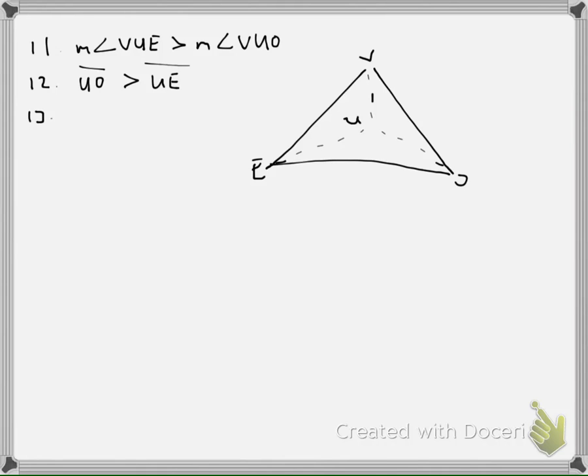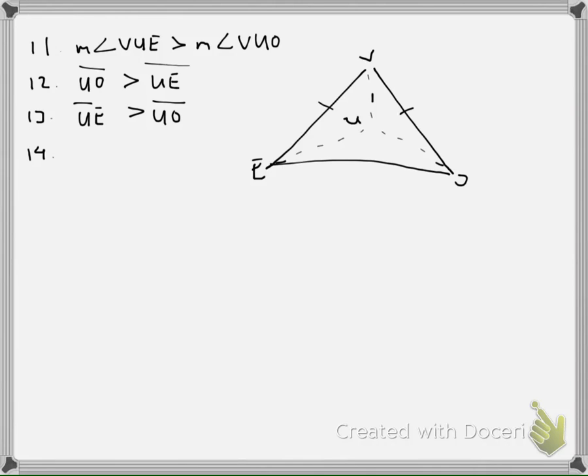Number 13 is saying that VE is congruent to VO, and UVE is greater than UVO, so that means this triangle is bigger than this triangle, or that angle is bigger than that angle, and so that means segment UE would be greater than UO. So it's the same answer as number 12, except you flip it.